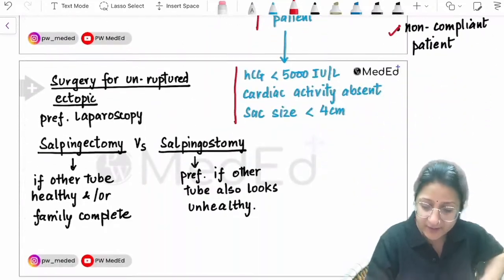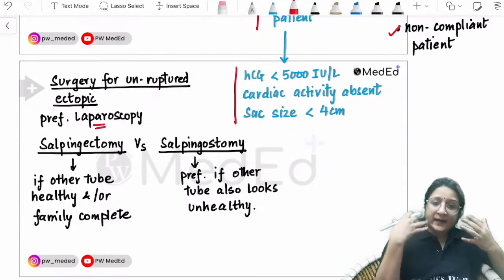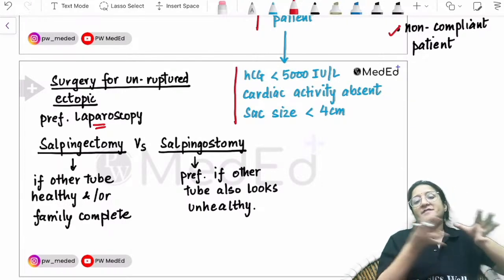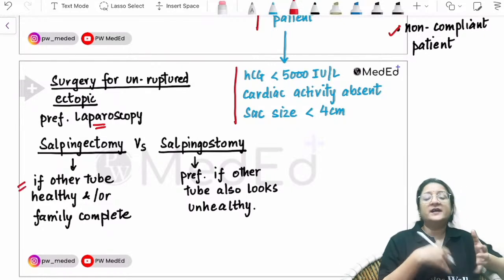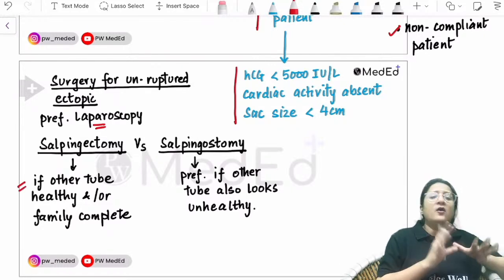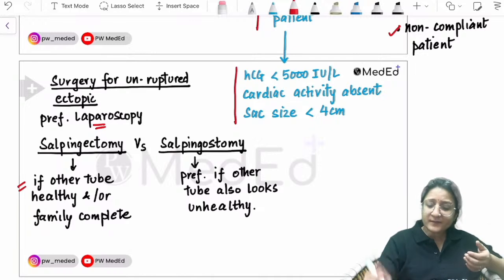And this surgery for unruptured ectopic pregnancy is preferably done by laparoscopy. In laparoscopy, we can go for salpingectomy versus salpingostomy. Salpingectomy is generally preferred if the other tube is absolutely healthy, or if the woman's family is complete and she doesn't want any more children in the future, then we go for salpingectomy.